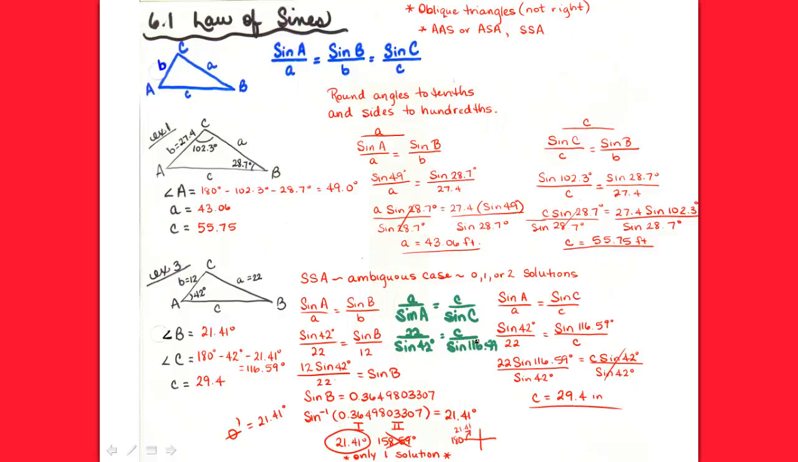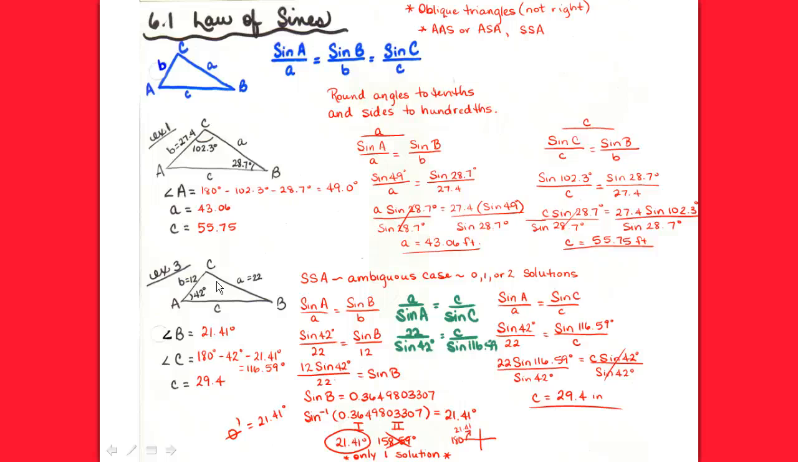All right. So we've seen what one solution looks like. What does two solutions look like? Literally, how do I get two different answers for the same angle in a triangle? That just sounds crazy. Well, let's look at it.